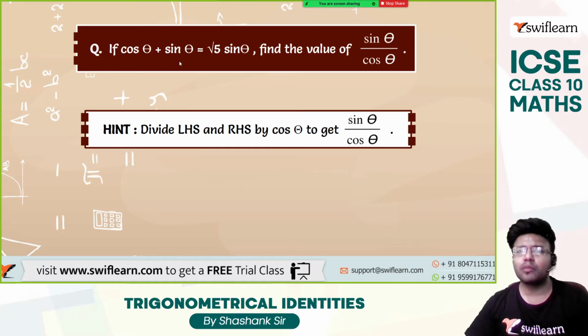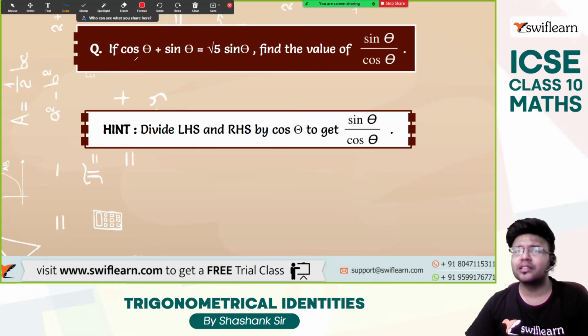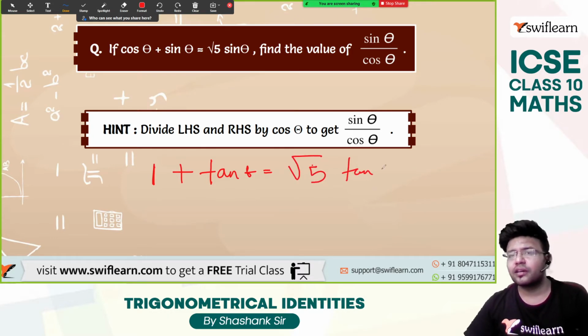If cos theta plus sine theta is square root 5 cos theta, find the value of sine by cos. So divide the LHS and RHS by cos theta to get the value of sine by cos. Divide both the sides. So cos theta by cos theta, we get 1 plus sine theta by cos theta, which is tan theta, is equal to square root 5 times tan theta.